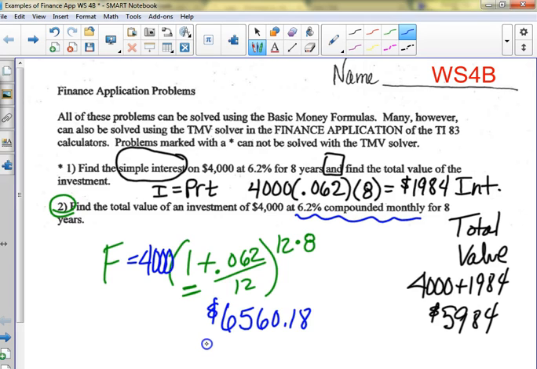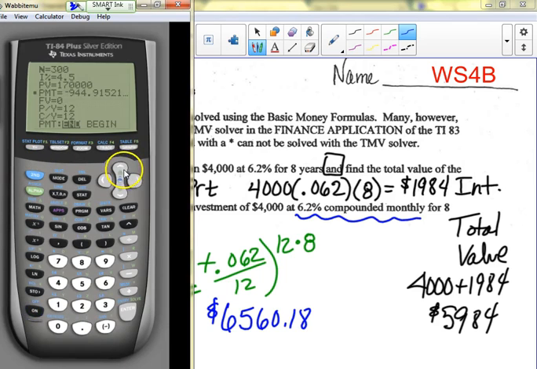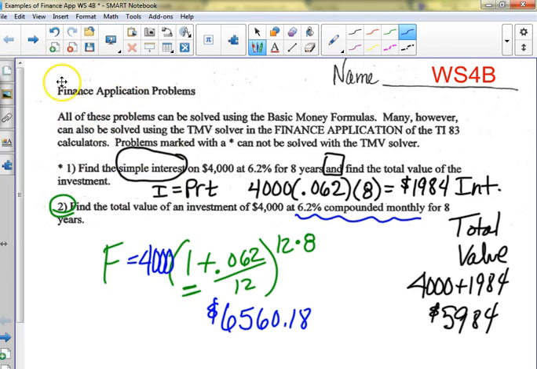Okay. Do you want me to show you what you would have to do if you were going to use the app for that question? You would have to say 12 times 8, 6.2%, present value $4,000. You'd have to say I'm going to make 0 payments, $0 payments, and then leave these 12 and 12. And then when you solved, you'd get 65.60 and 18 cents. But you're not really making $0 payments. You're like tricking it. Okay, so I would just use the compound interest formula. That's why you have the yellow strip. Make sense?